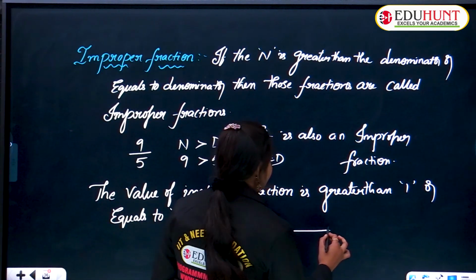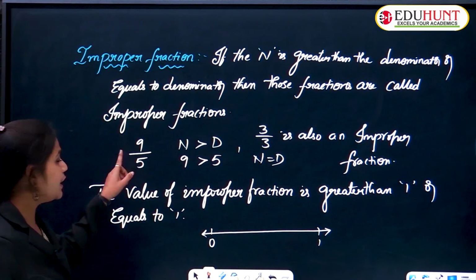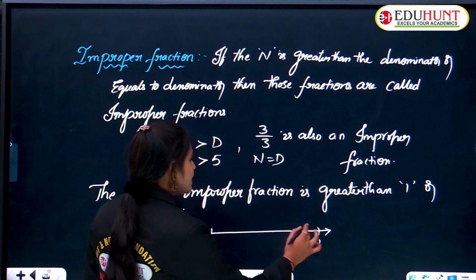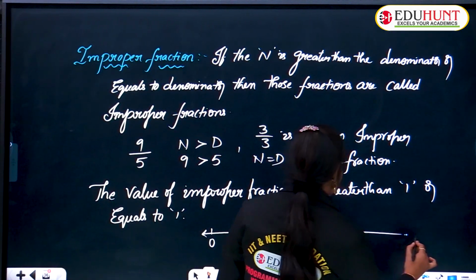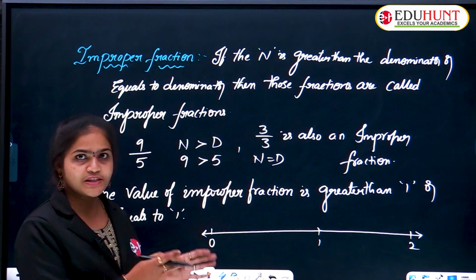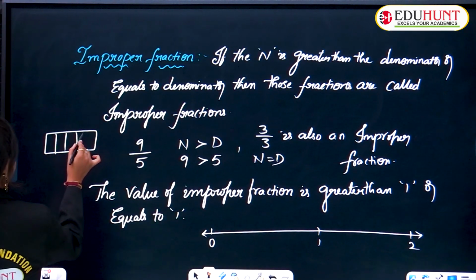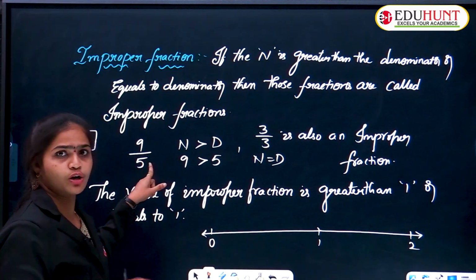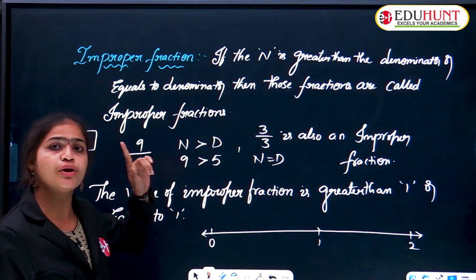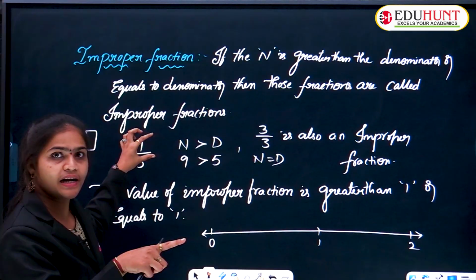See here. On the number line, again I am taking 0 to 1. 9 by 5. So the total number of parts, here see 0 to 1. For example, take the 2 also. Why? Because the total number of parts is 5 only. This bar is divided into 5 parts because the denominator always shows the total number of parts. So here how many parts are there? 5 parts only, which means one bar should be divided into 5 parts only. But here how many parts have we taken? 9 parts.